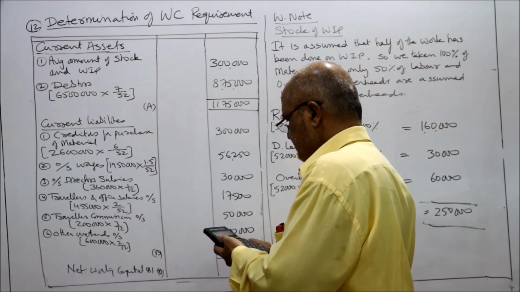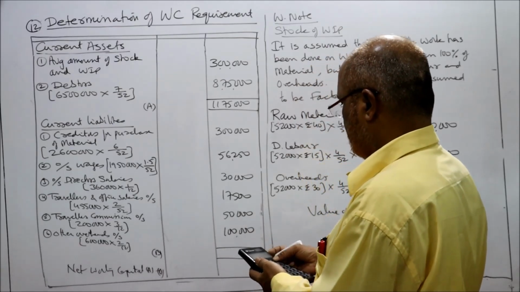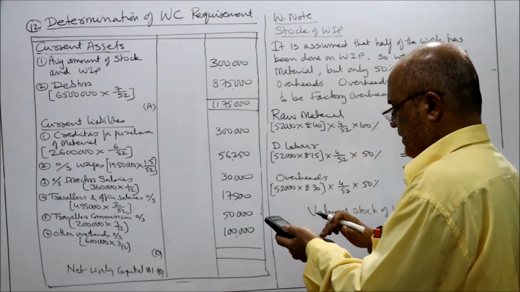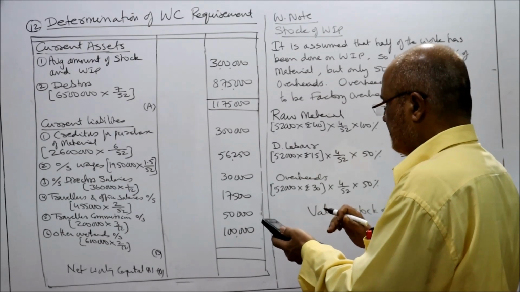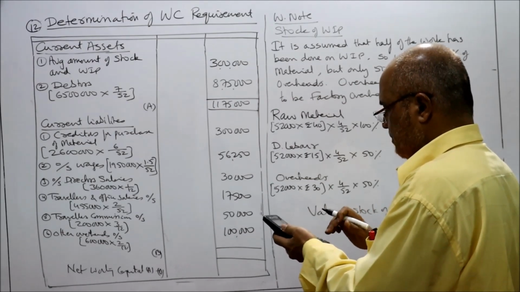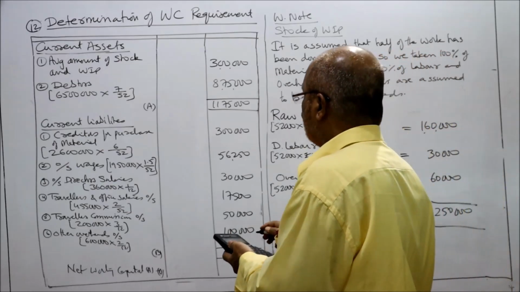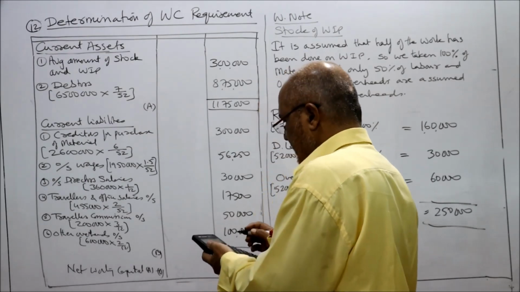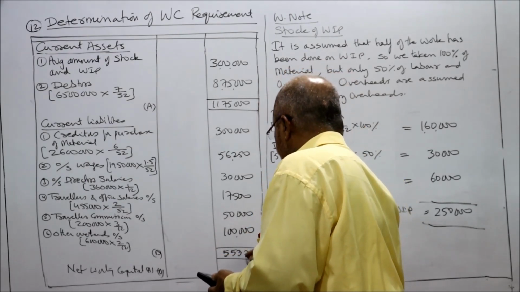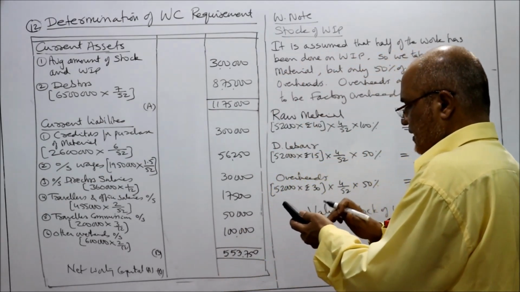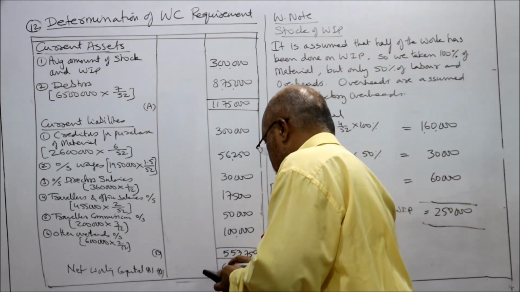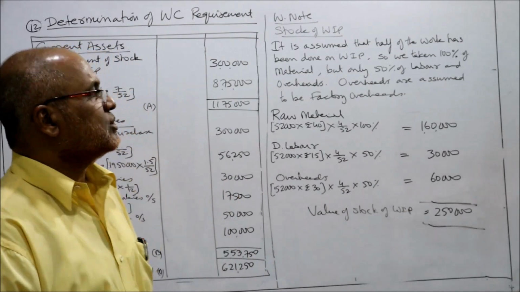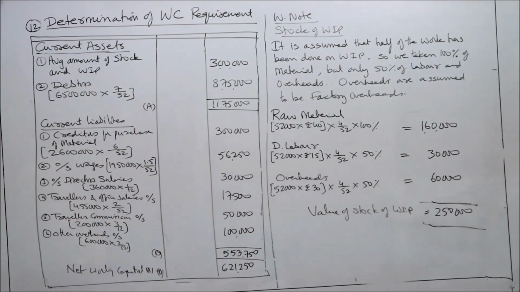How much is the total? 3 lakh plus 56,250 plus 30,000 plus 17,500 plus 50,000 plus 1 lakh, 5 lakh 53,750, minus 11 lakh 75,000. 6 lakh 21,250. This is the working capital required.